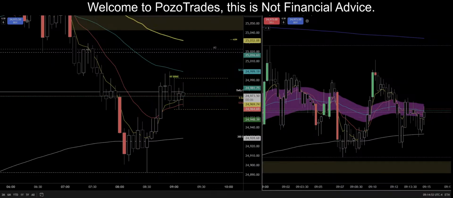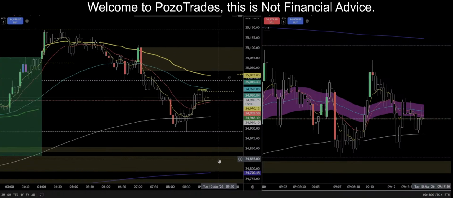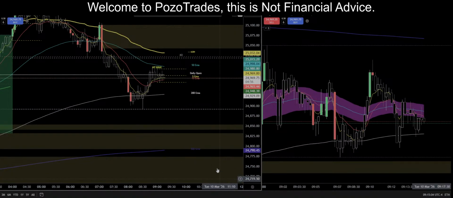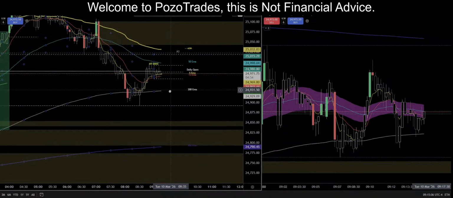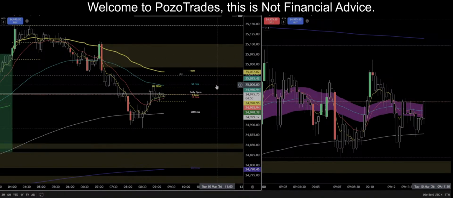Stay safe. Be careful in New York. Could get pumpy. Ideally, we're kind of sandwiched in between imbalances, top side and bottom side. And I'm going to stay out of it until they take one side or the other.